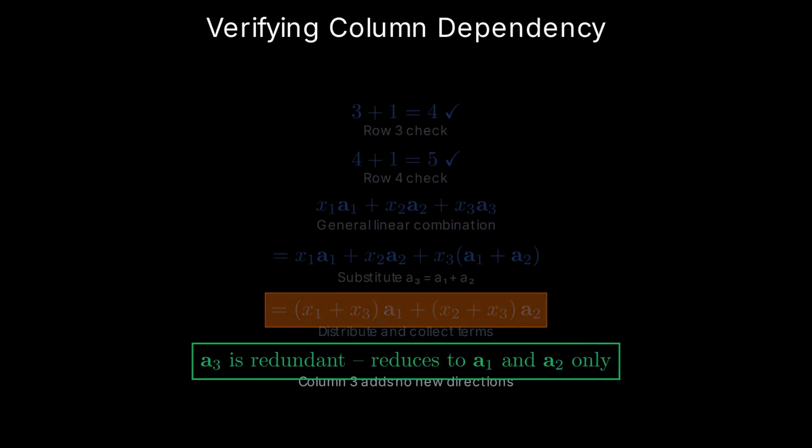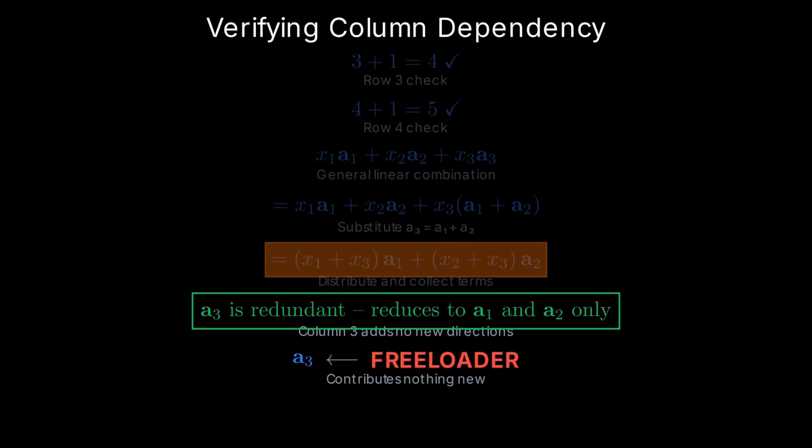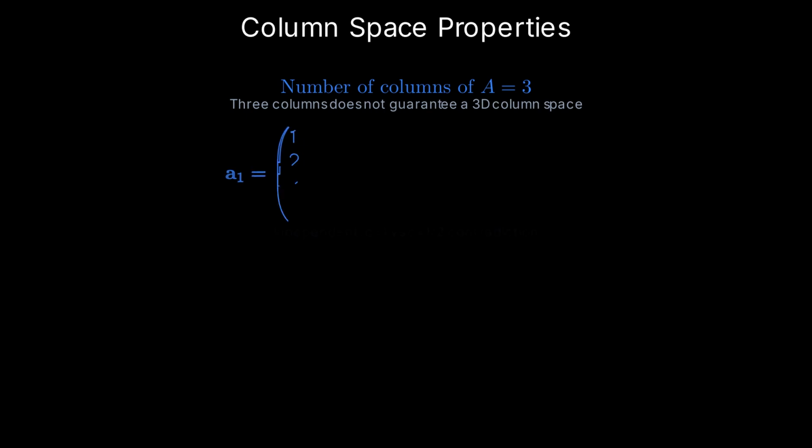Column 3 contributes 0 new directions to the column space. It's the freeloader. A has 3 columns, but the column space is only 2-dimensional. It is a plane through the origin inside R4. Right? 3 columns does not automatically mean a 3-dimensional column space. Only linearly independent columns expand the space.